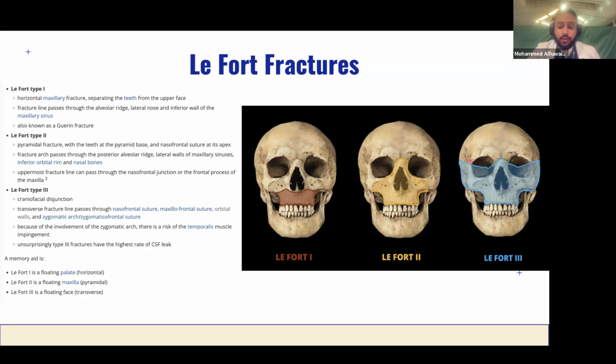This one just goes beyond that. So you have the nasofrontal suture, then you have the zygomatic frontal part, okay? So this is more severe, this is less severe, this is least severe. That's all I want you to remember, okay?